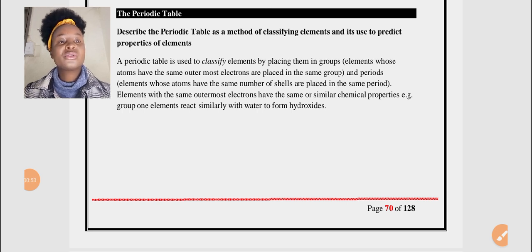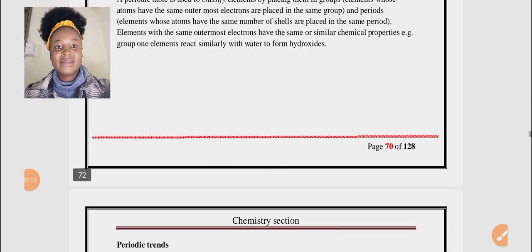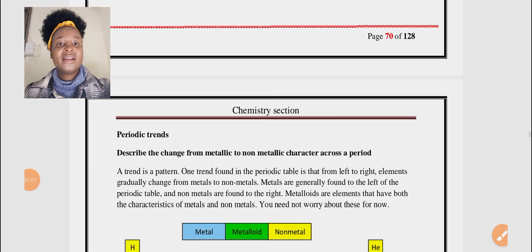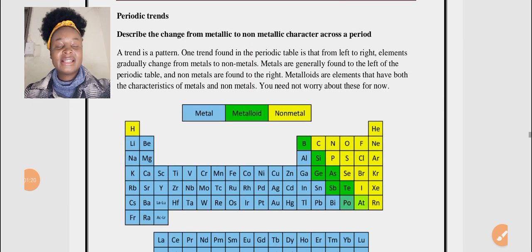So they are also arranged in periods. Periods are rows. So rows in the periodic table, we call them periods. And then columns in the periodic table, we call them groups, right? So elements with the same outermost electrons have the same or similar chemical properties, right? For example, group 1 elements react similarly with water to form hydroxide, right? When we say group 1, we're just referring to the first column, right?